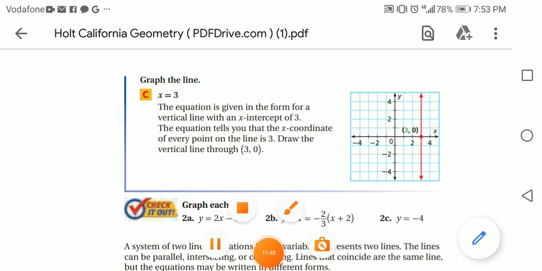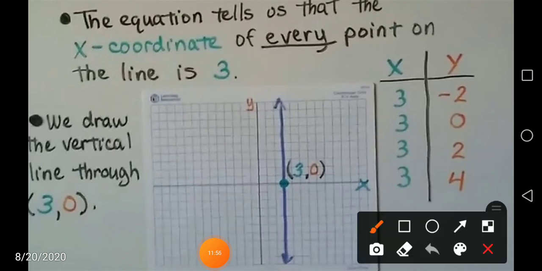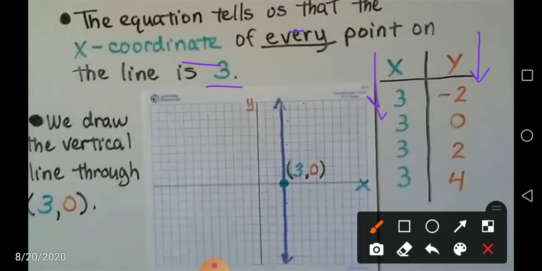My dear students, for the last example, the equation tells us that the x-coordinate of every point on the line is 3. So if the y points change, the x remains the same. The x points will be the same. So here 3 and 0, 3 and 1, 3 and 2, 3 and 3, 3 and 4, and so on. 3 and negative 1, 3 and negative 2, 3 and negative 3, and so on.